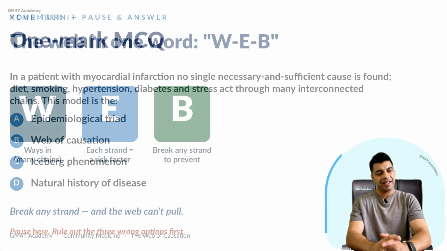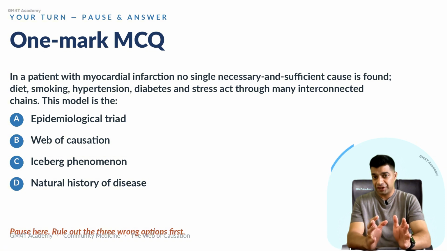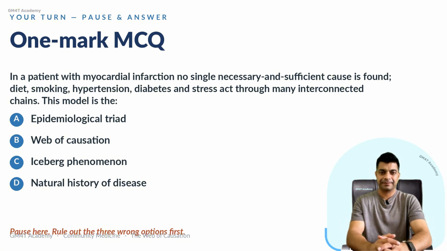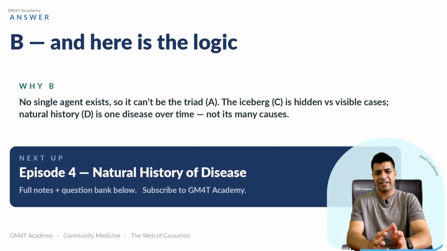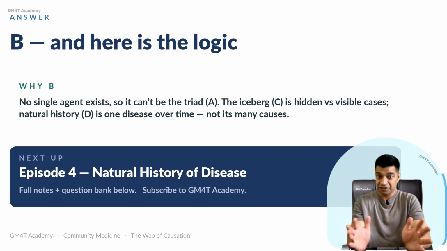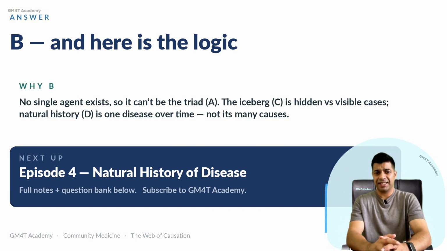Now let's answer this. In a patient with myocardial infarction, no single necessary and sufficient cause can be found. Instead, diet, smoking, hypertension, diabetes, and stress act through many interconnected chains. This model of disease causation is... Rule out the 3 wrong options first. Pause here. The answer is B, the web of causation. The epidemiological triad needs one identifiable agent, and here there isn't one. The iceberg phenomenon is about hidden versus visible cases, not causes. And D, the natural history of disease is the timeline of one disease over time, not its many causes.